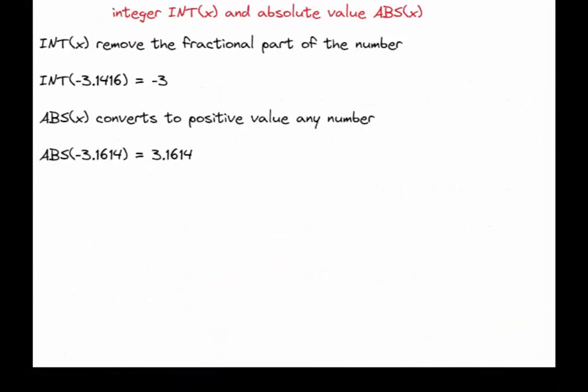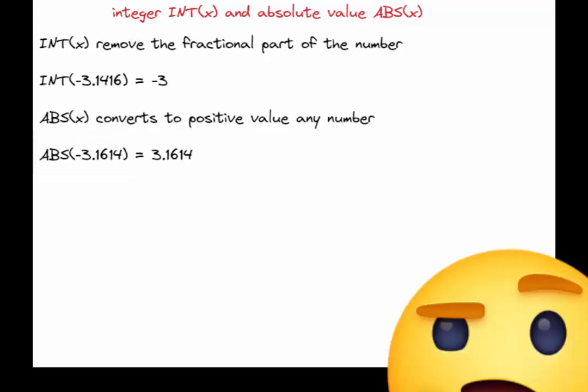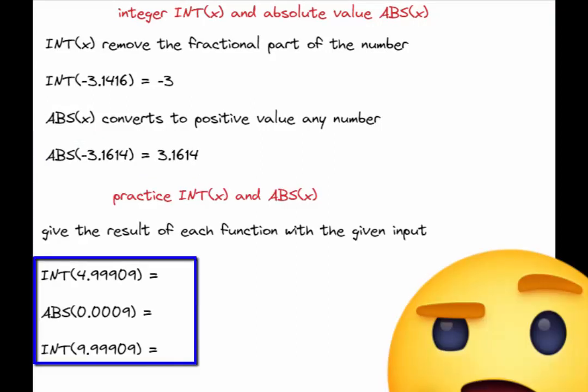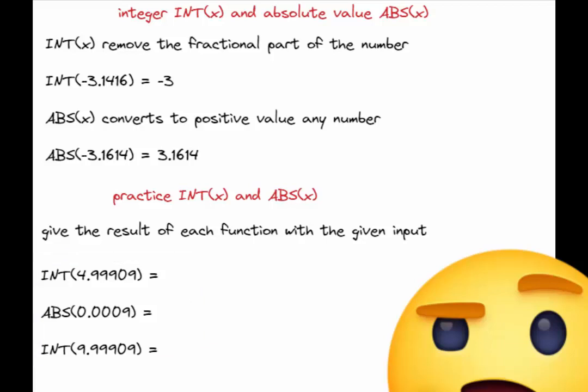The integer and the absolute value functions are also widely used in math. The integer function removes the fractional part of a number, and whatever the input, the absolute value will output the positive version of it. So having these three expressions, give the output for each input.